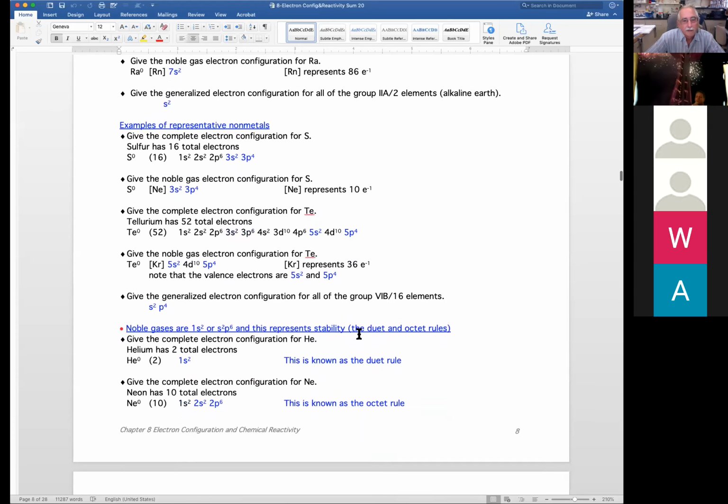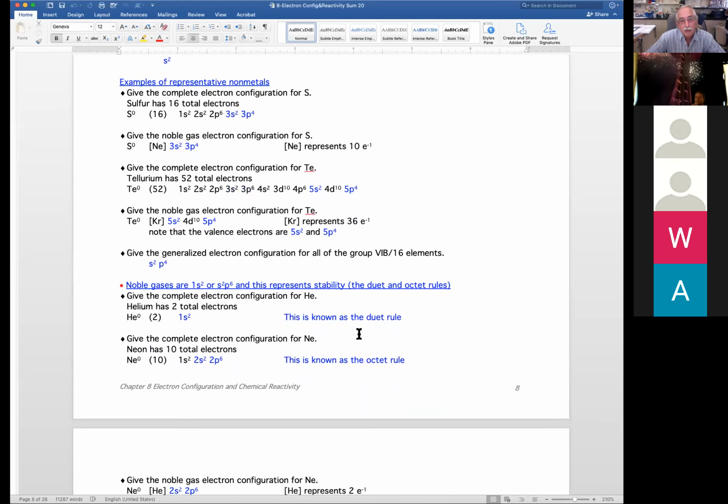And so here's some examples of some nonmetals. So sulfur is element 16, so you have electron configuration. There's the total electron configuration. It's in group 6, so therefore it has 6 valence electrons. Which ones are they? Well, they're the 3s2 and the 3p4. And this represents the noble gas neon. That makes sense?